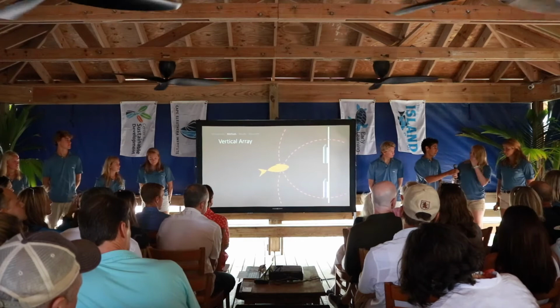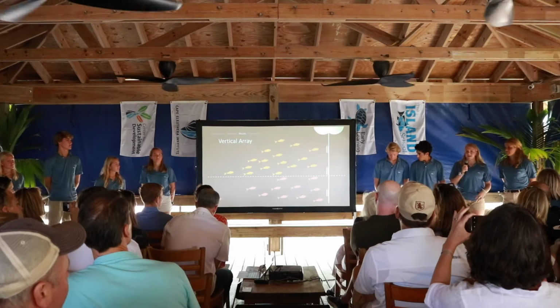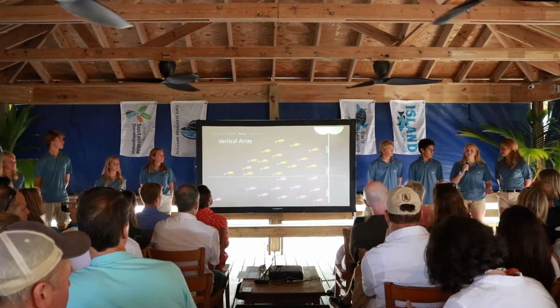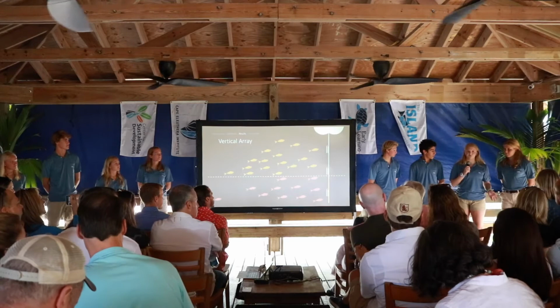And now that the vertical array method has proven to be successful, the next step is to implement the method elsewhere by tagging more commercially relevant fish to understand how fish segregate based on size and species. This information can then help fisheries reduce their bycatch by knowing the depths at which different species reside at, and then the fisheries can position the nets to only capture the targeted fish.